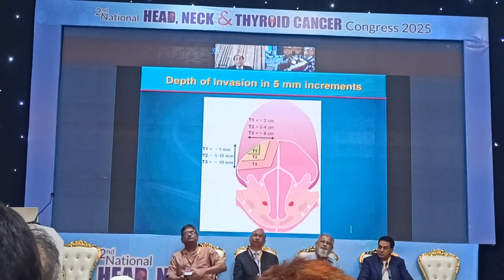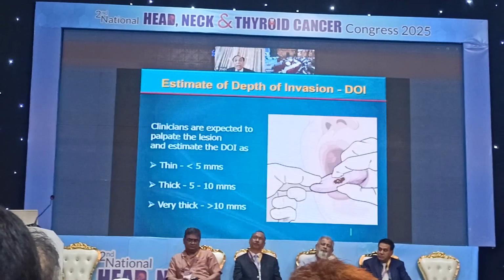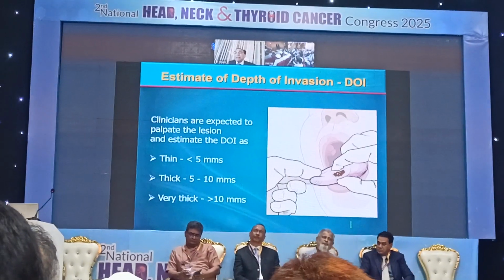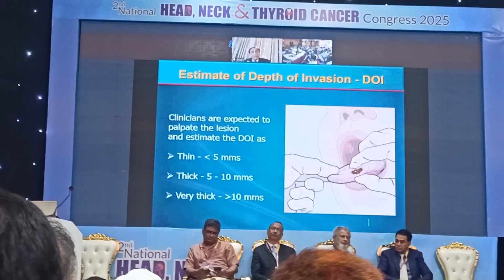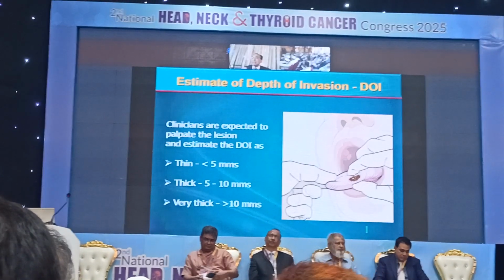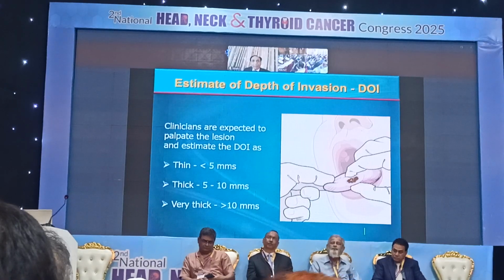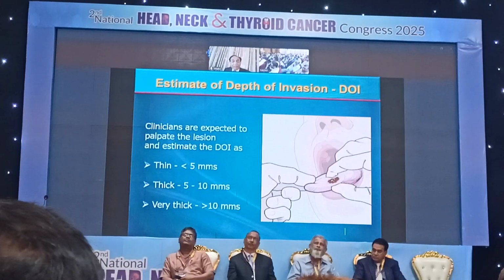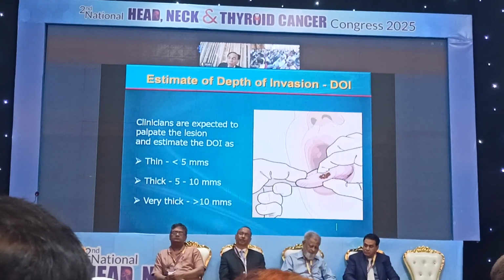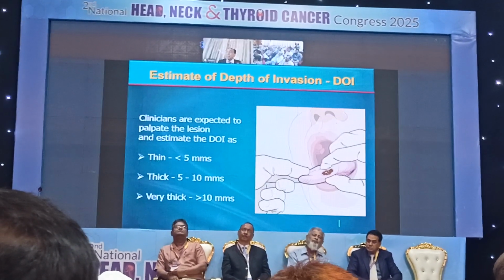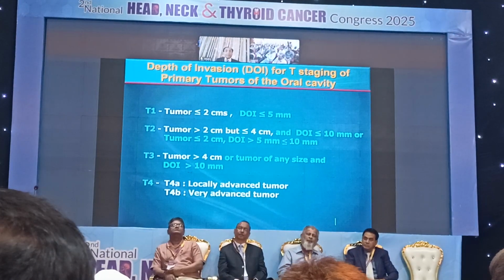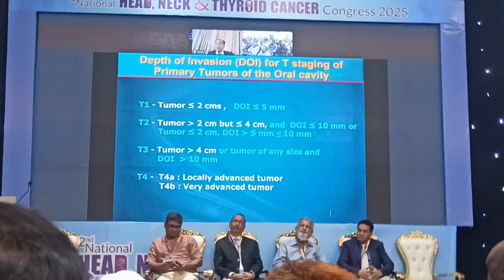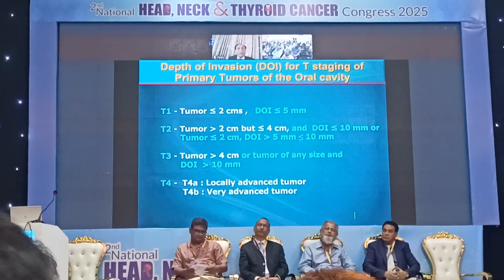So that has entered into the T staging for oral cancers, and clinically, clearly you cannot accurately assess the depth of invasion. So clinically, the tumors are divided into thin tumors less than 5 millimeters in diameter, approximately, thick tumors between 5 to 10 millimeters by bimanual palpation, and very thick tumors which would be over 10 millimeters. Clearly, there is a margin of error in clinical examination. But the depth of invasion will clearly upstage the tumor regardless of the surface dimensions of the tumor in T staging.